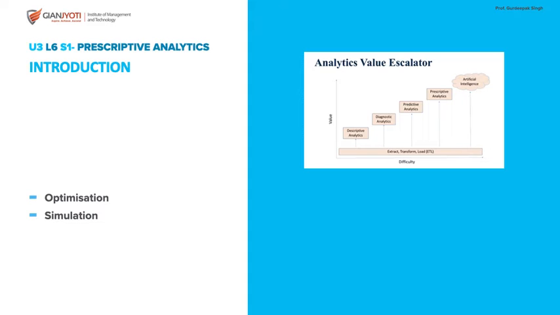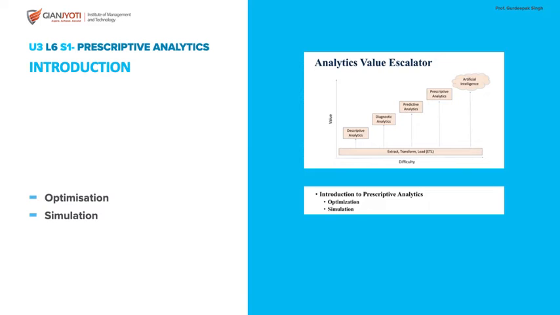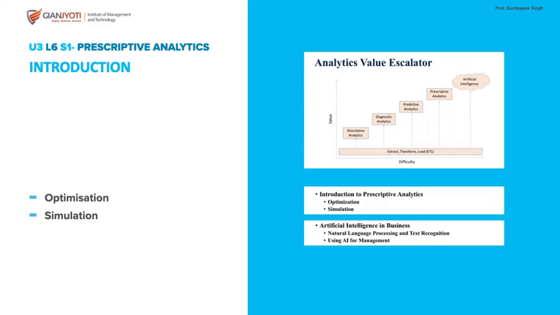So we will be talking about two major things today. One is optimization and simulation. And second, I'll be talking about artificial intelligence in business, where we use NLP and text recognition. And also, I'll talk about how to use AI in strategy choices.